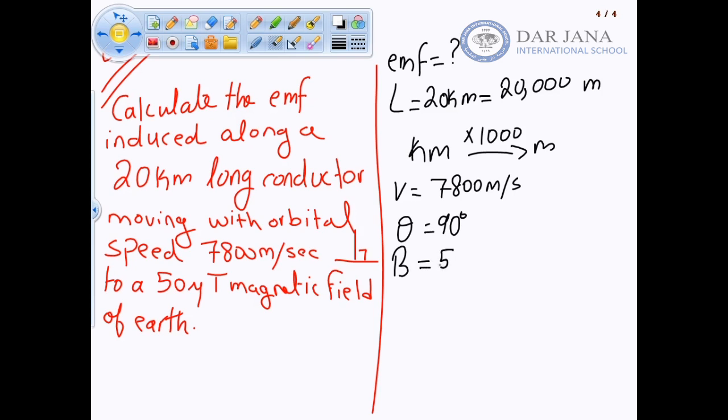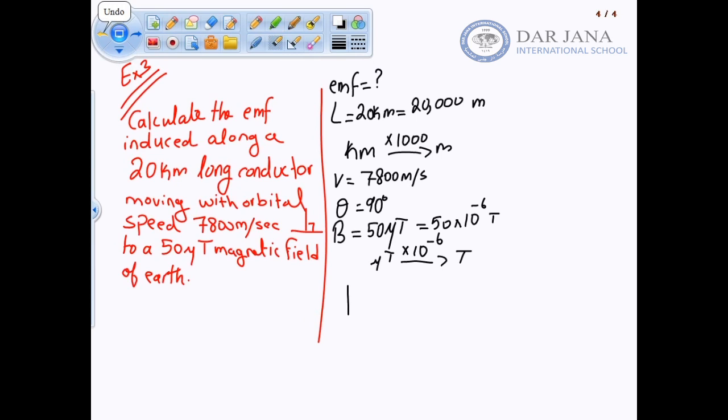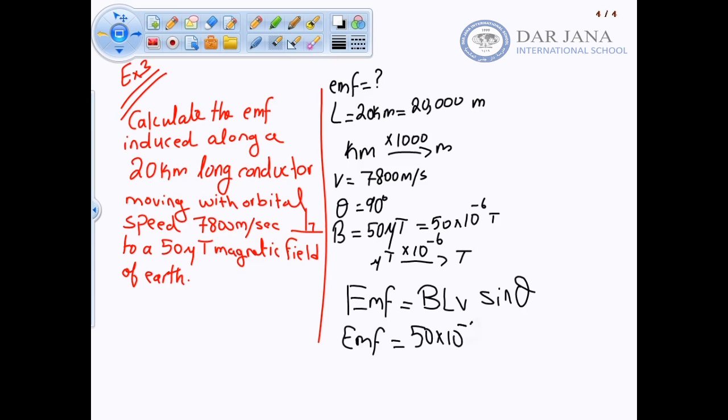The magnetic field is 50 micro Tesla. From micro Tesla to Tesla, just multiply by 10 negative 6. So it's going to be 50 times 10 negative 6 Teslas. So the formula that we are going to use now is EMF equal to BLV sine theta. So EMF is equal to B, which is 50 times 10 negative 6, L, that's 20,000, V, 7,800, sine 90, and calculate it using a calculator.